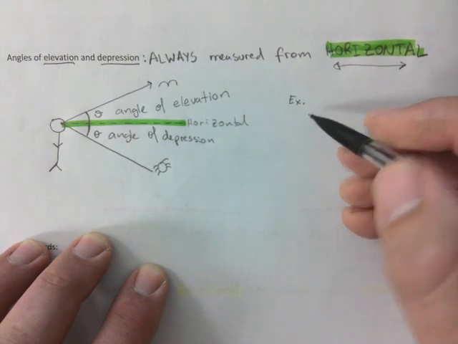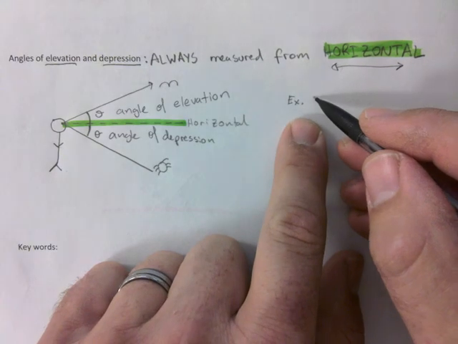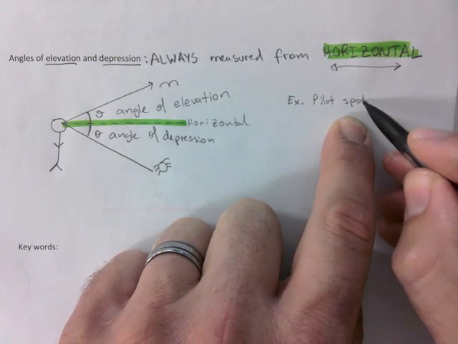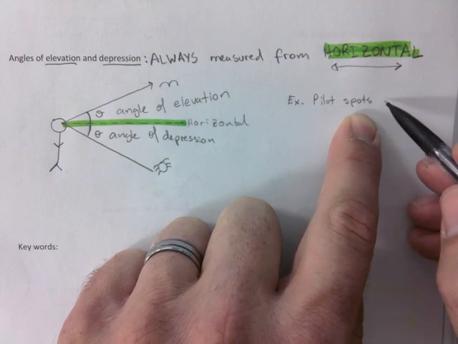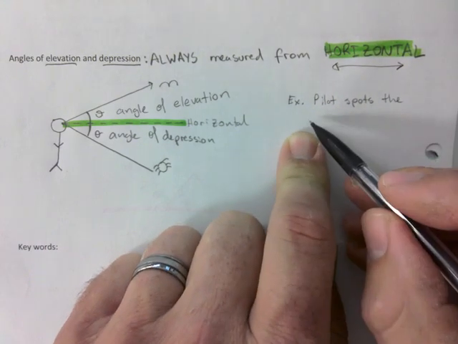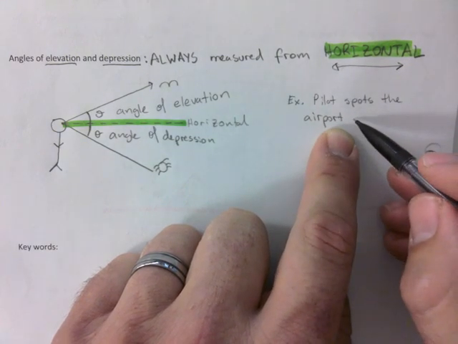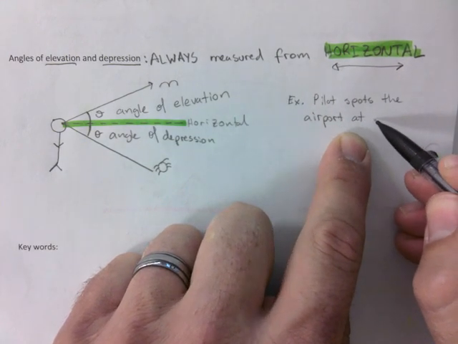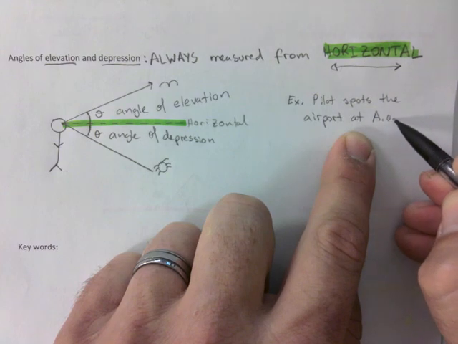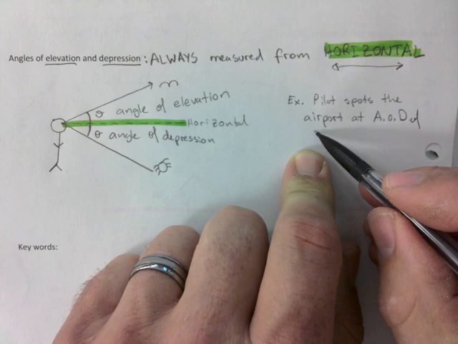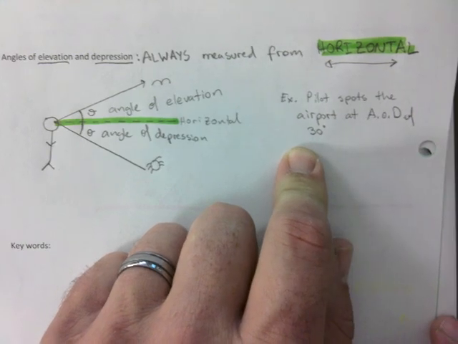Pilot spots the airport. Write this down. The pilot spots the airport at an angle of depression of 30 degrees. Is that too small?